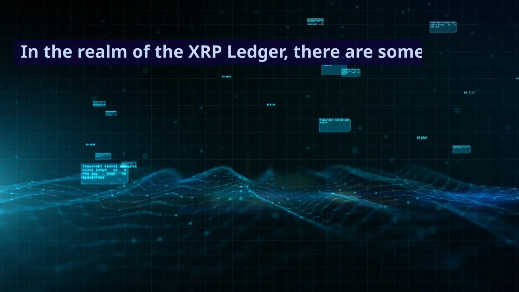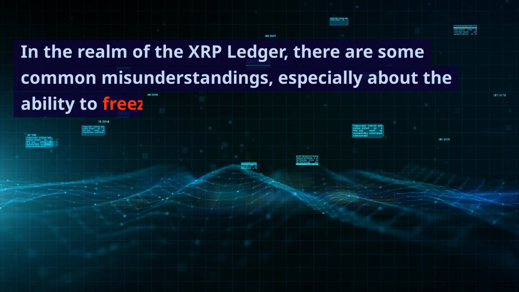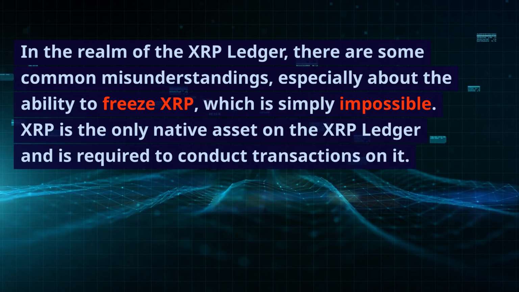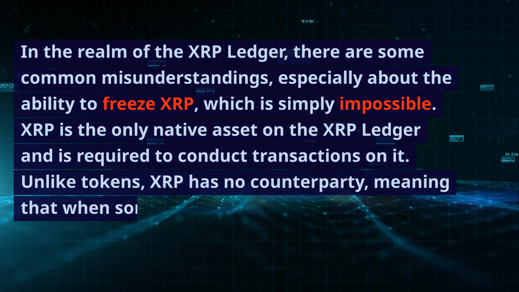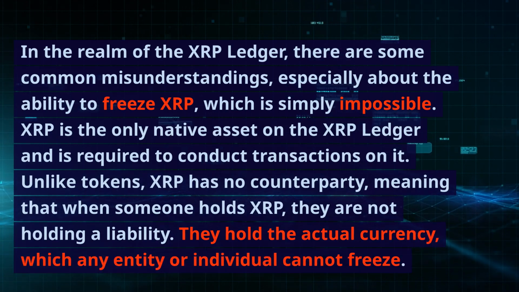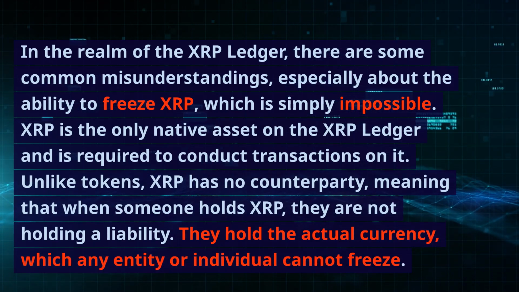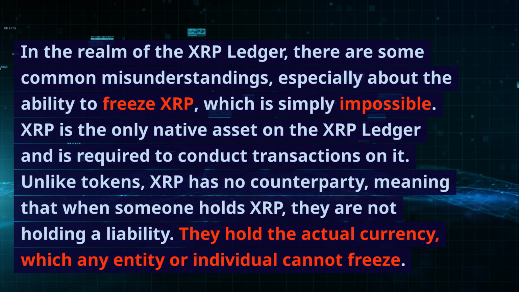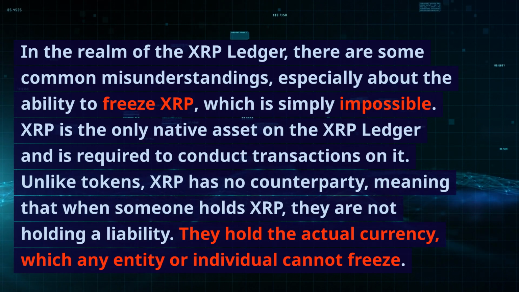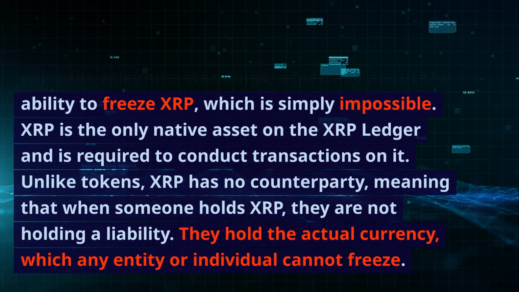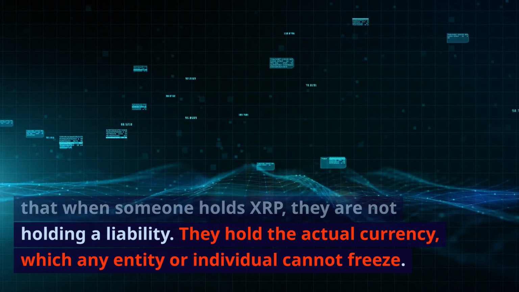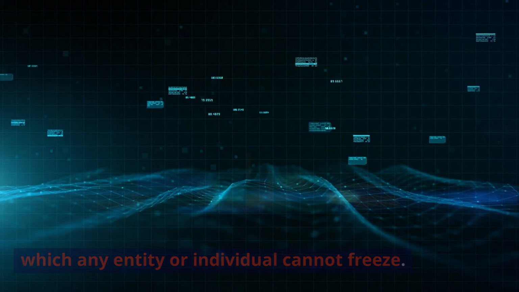In the realm of the XRP ledger, there are some common misunderstandings, especially about the ability to freeze XRP, which is simply impossible. XRP is the only native asset on the XRP ledger, and is required to conduct transactions on it. Unlike tokens, XRP has no counterparty, meaning that when someone holds XRP, they are not holding a liability. They hold the actual currency, which any entity or individual cannot freeze.